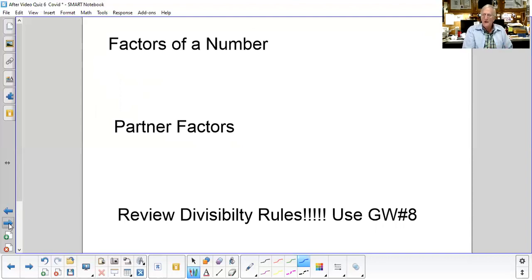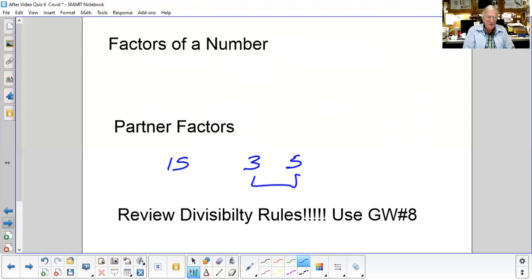Okay, we've already discussed what factors of a number are. They are numbers that multiply to give you a different number that's in question. Partner factors are the factor that is matched with the factor you have right now to give you the number in question. For example, 15, if I look at the factor 3, its partner factor is 5. So they are partners of each other. Most books don't talk about this. This is a Kellyism. I talk about it because I think it's helpful for you to understand this. Okay, so you know what partner factors are.